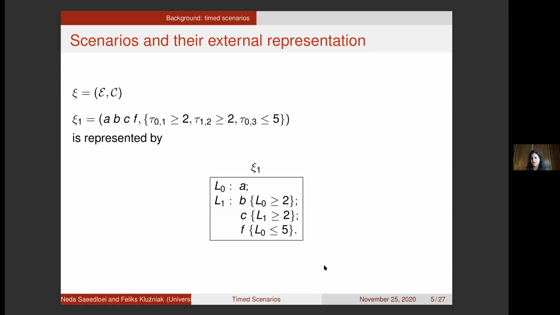You see that we have a sequence of 4 events, and the labels like L0 and L1 can be interpreted as the symbolic representation of the time of these events. So L0 is interpreted as the time of event A. Similarly, L1 is interpreted as the time of event B, and therefore the constraint L0 greater than or equal to 2 accompanying event B means that in all the behaviors that are specified or allowed by this scenario, we want the time difference between A and B to be at least 2 units of time, for example.